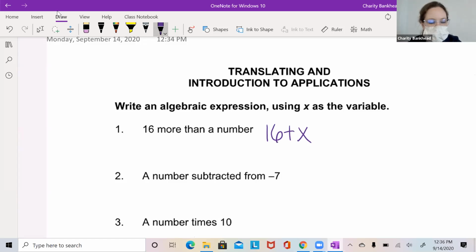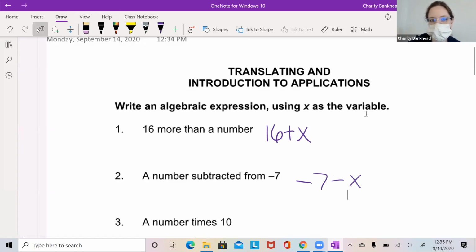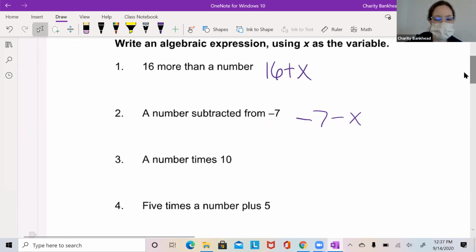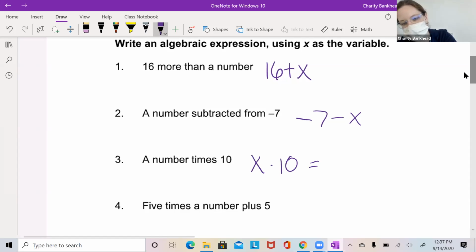And then number 2 says a number subtracted from -7. So that would be x minus -7. Wait, no, sorry, I said that backwards. -7 minus x, yes, a number subtracted from -7, there we go. And then a number times 10, so we could say x times 10, but we would probably simplify that to be 10x.